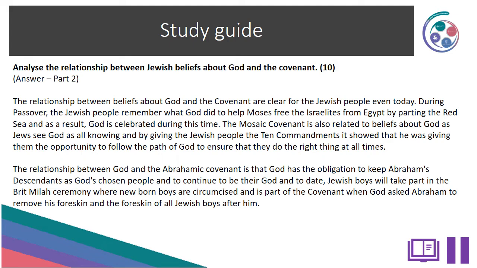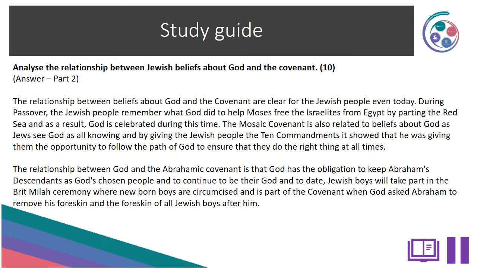The relationship between beliefs about God and the covenant are clear for the Jewish people even today. During Passover, the Jewish people remember what God did to help Moses free the Israelites from Egypt by parting the Red Sea, and as a result, God is celebrated during this time. The Mosaic covenant is also related to beliefs about God, as Jews see God as all-knowing, and by giving the Jewish people the Ten Commandments, it showed that he was giving them the opportunity to follow the path of God to ensure that they do the right thing at all times.